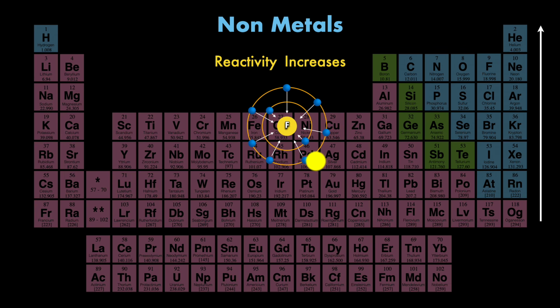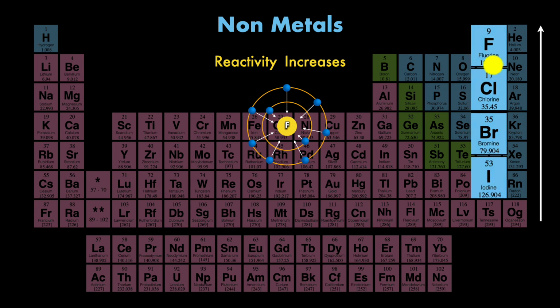So the more easily they can do this, the more reactive they are. This is why we'd expect fluorine to be more reactive than chlorine, which would be more reactive than bromine, which would be more reactive than iodine. Okay, another question we could ask is what happens when a nonmetal reacts with a metal?